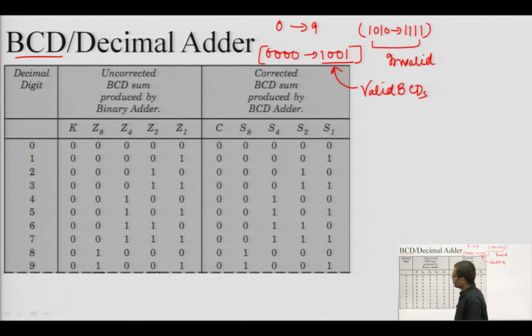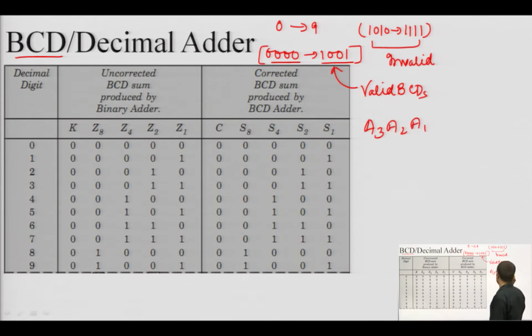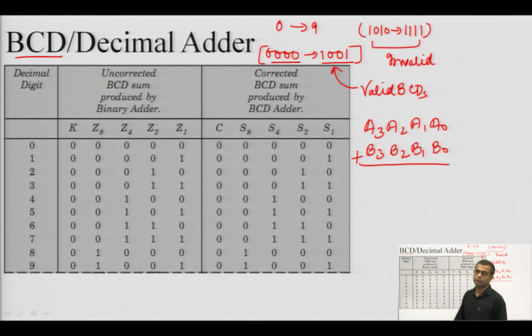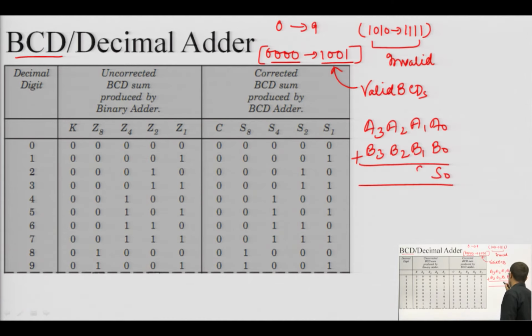Now, we are interested in performing addition of these BCD numbers. In BCD we have already seen that these are 4-bit numbers. So, actually what are we doing? We are adding A3, A2, A1, A0 and B3, B2, B1, B0. This can be simply done with the help of a 4-bit parallel binary adder.